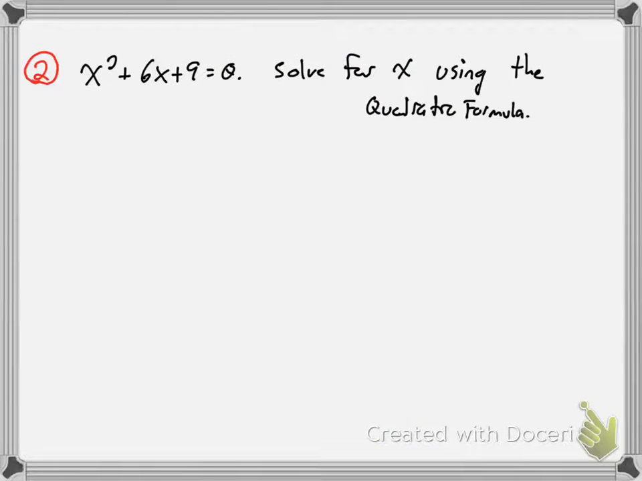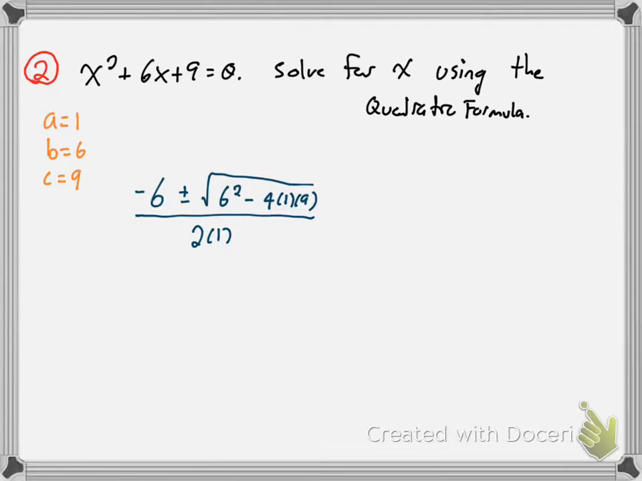So let's look at one more example. Here I have an equation x squared plus 6x plus 9 equals 0. Now you might be noticing, hey, this is a perfect square trinomial. I could just factor this, which you absolutely could. But let's just see how I could also solve this using the quadratic formula and compare what we get. So again, I'm going to write out my a, b, and c values. A equals 1, b equals 6, and c equals 9. And I'm going to plug it into my formula like so.